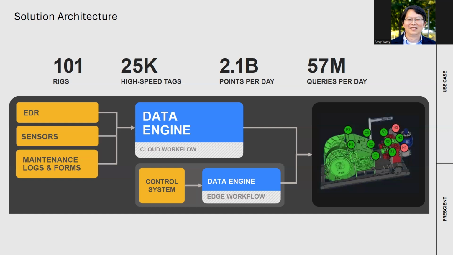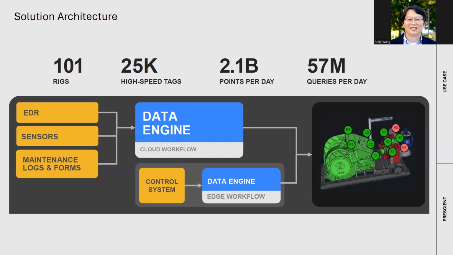So today, this solution is already deployed at 101 rigs across North America, and it processes 25,000 high-speed data tags, which translates to roughly 2.1 billion data points processed per day, and 57 million database queries processed per day. So there's a huge amount of data the solution is processing. It's one of the most advanced and scaled up digital twin solutions in the upstream industry.